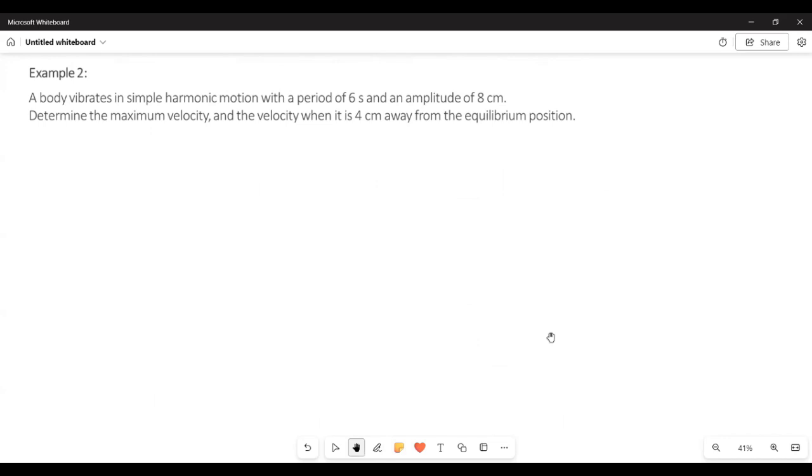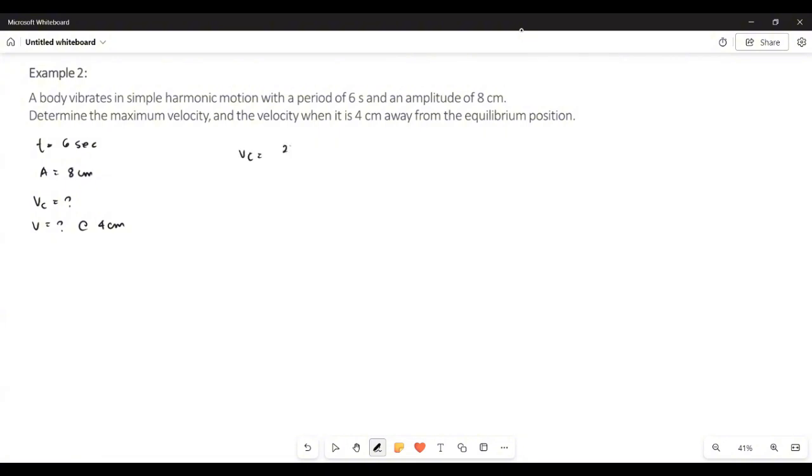So for example number 2, a body vibrates in a simple harmonic motion with a period of 6 seconds. So ilagay lang natin yung 6 seconds. And an amplitude of 8 centimeters. Pinapahanap sa atin yung maximum velocity. And then yung velocity natin at 4 centimeters displacement or away from the equilibrium position. So may mga inintroduce sa atin na formulas kanina.